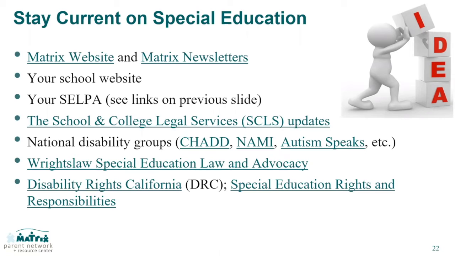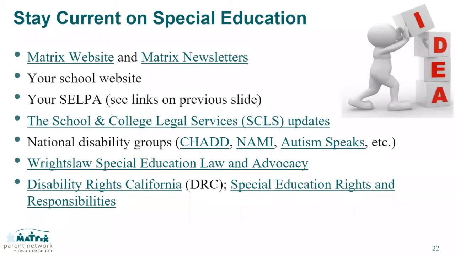National disability groups are good sources of information, as is Wrightslaw. If you don't know what Wrightslaw is, please do go to that website and check it out. Very good source, especially for those invisible disabilities, the ADHD, the dyslexias, the DIS groups. I'll have more links for them later in this presentation. And then there's Disability Rights California, which has been protecting and advancing the rights of individuals with diverse abilities in California for over 40 years.